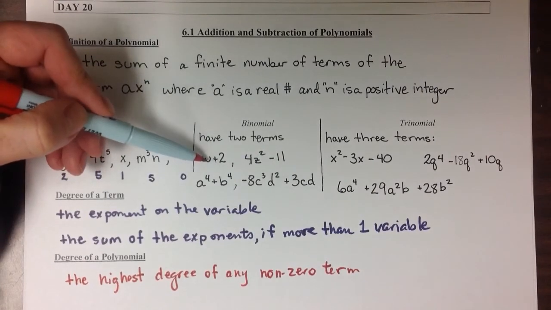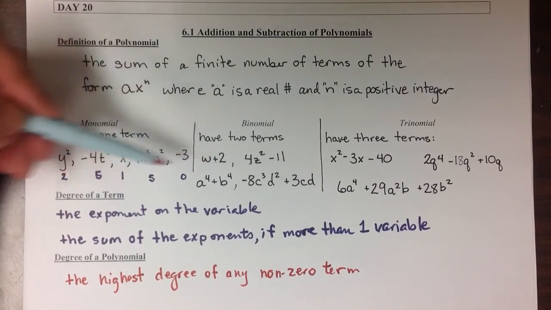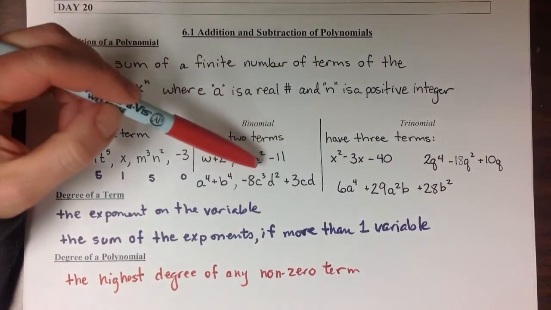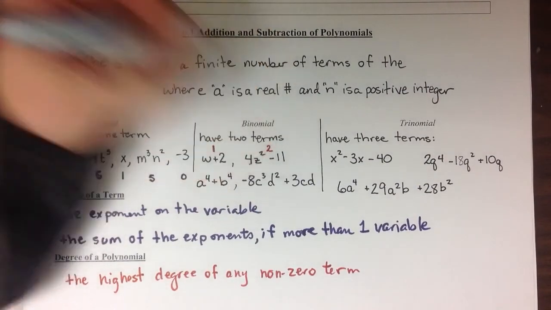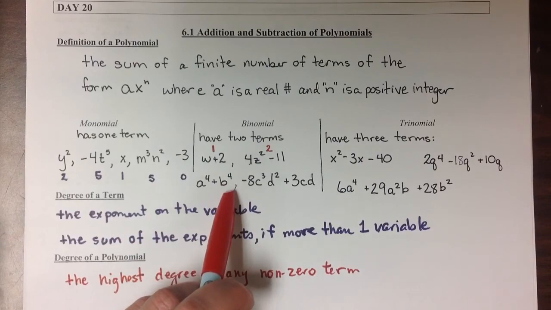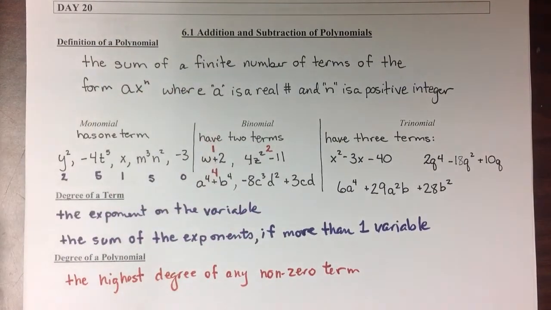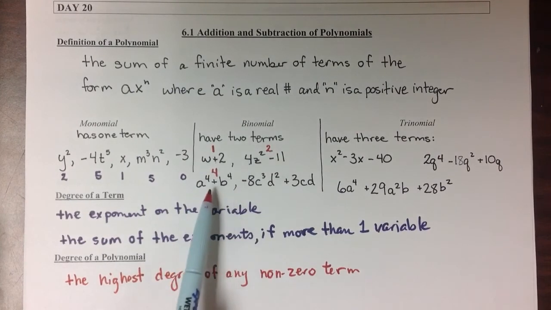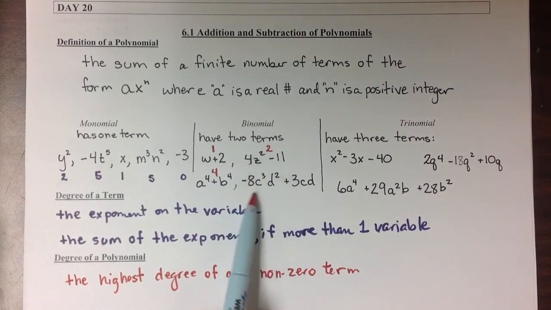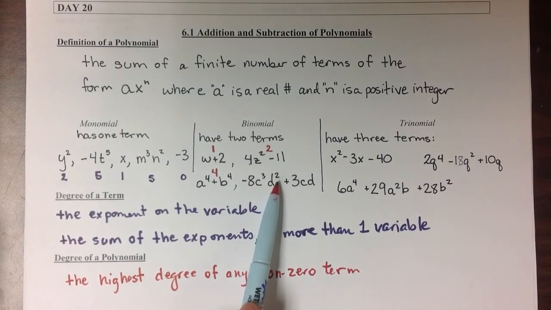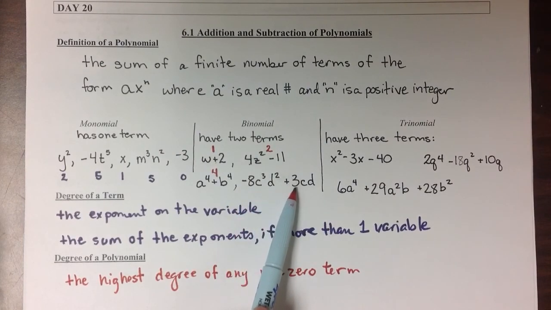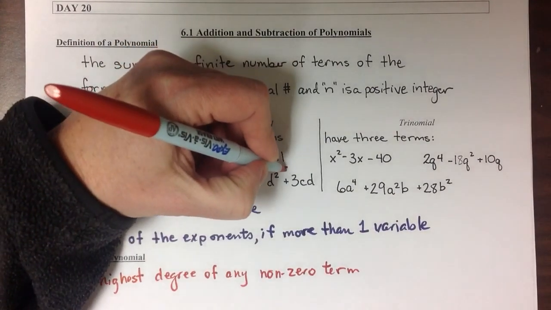So if we're looking at this binomial here, w has a degree of 1, 2 has a degree of 0, so the highest one in that one is a 1. Here, the z squared is going to give this polynomial a degree of 2. This term has a degree of 4, this term also has a degree of 4. So we don't add them, it's just the highest degree of any one of the individual terms. So this one wouldn't have a degree of 8, it would just have a degree of 4. Over here, though, within this individual term, we have c cubed d squared, so the degree of this polynomial of negative 8 c cubed d squared plus 3cd is going to be a degree of 5.